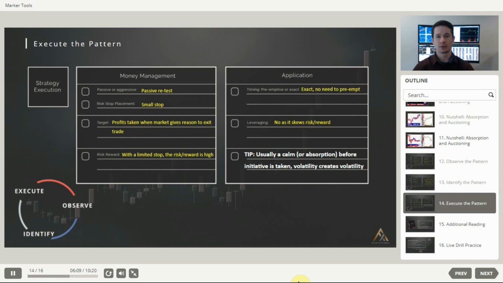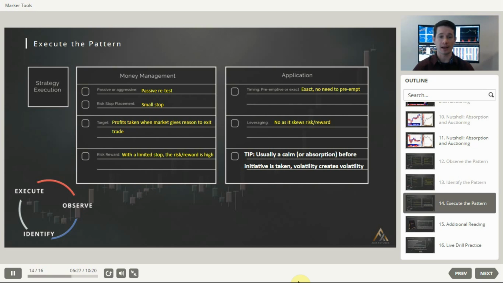Okay, once you've focused on the money management side, you then move on to the application side. And this is crucial. Application is all about how you execute. This comes down to a little bit more of the psychological aspect of execution. But the first thing you want to talk about is your timing.